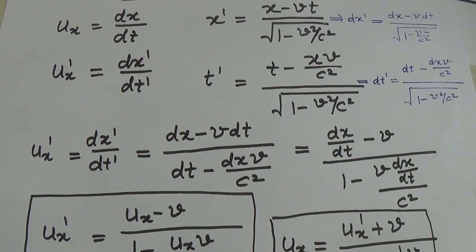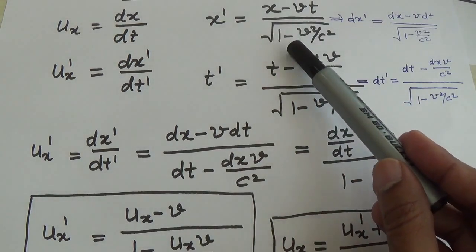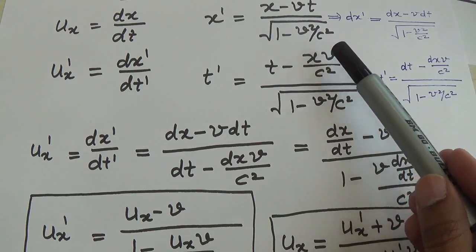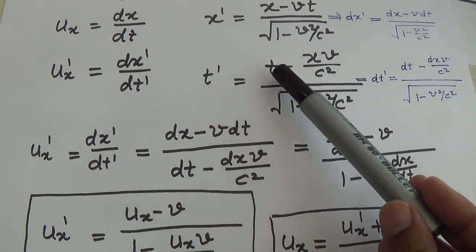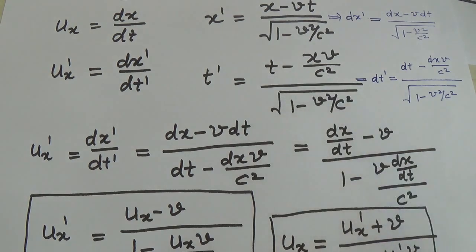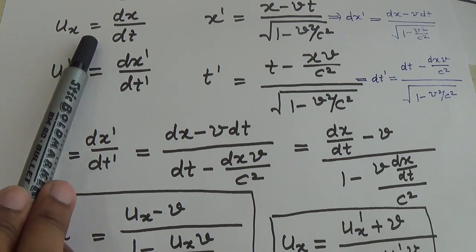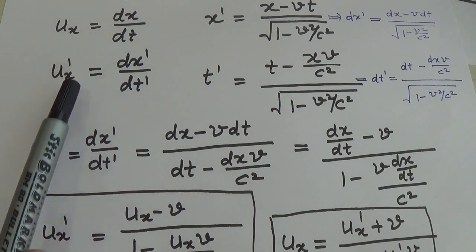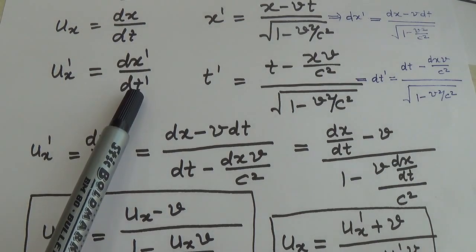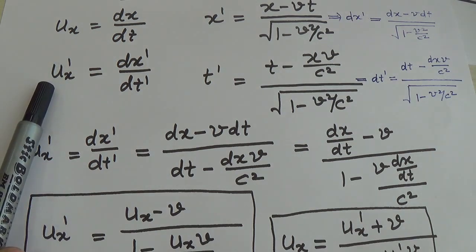From the Lorentz transformation we know that x prime is equal to x minus vt upon square root of 1 minus v square upon c square. t prime is equal to t minus xv upon c square upon square root of 1 minus v square upon c square. Here we have defined ux and ux prime, that is equal to dx upon dt and dx prime upon dt prime. So we know what ux and ux prime are.